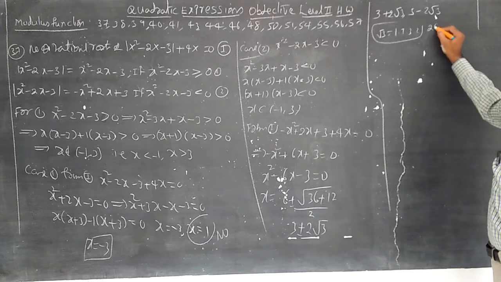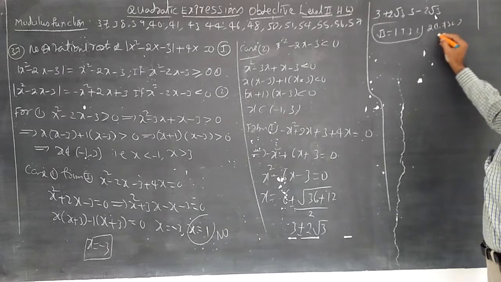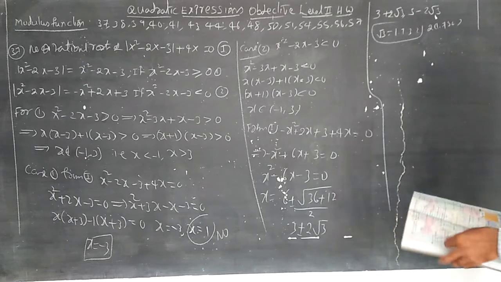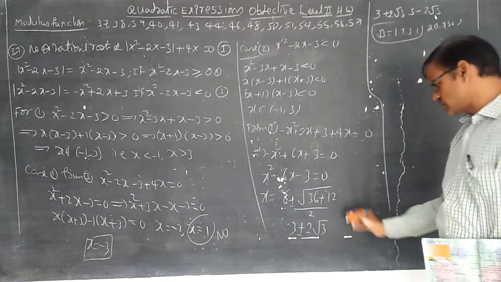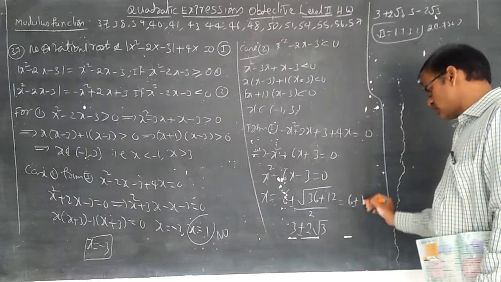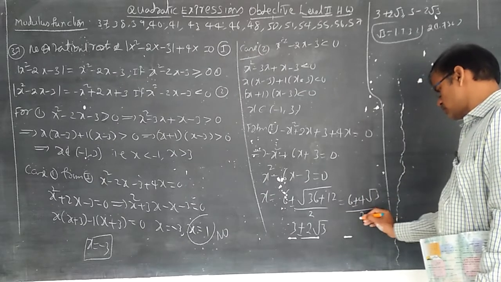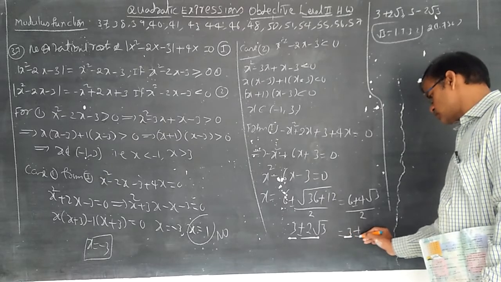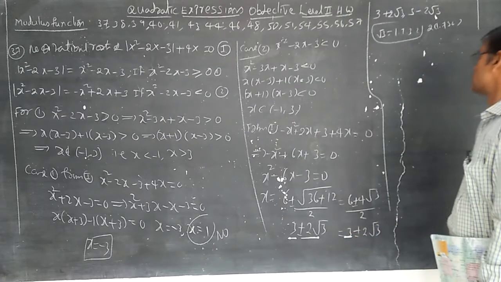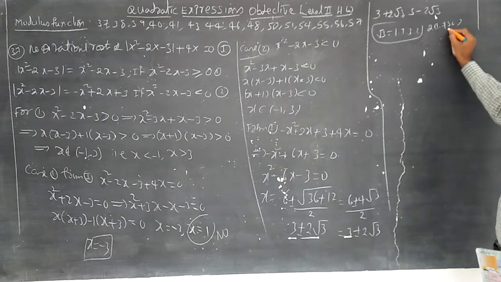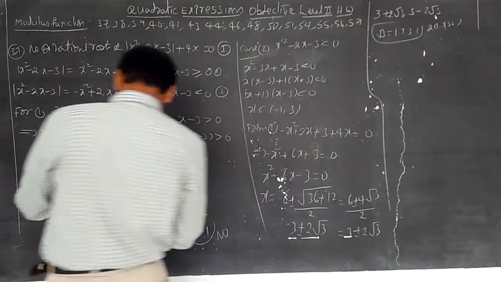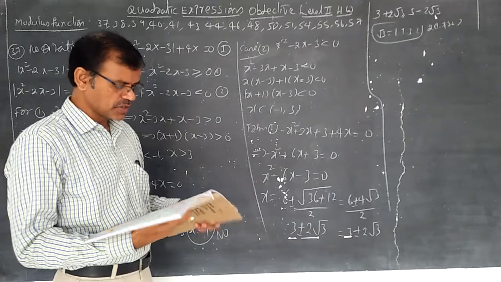2 into 1.7 is 3.4, 3 minus 3.4 is minus 0.4, so there is a chance. Let us verify: this is 4 root 3, 6 plus or minus 4 root 3 whole by 2, that is equal to 3 plus or minus 2 root 3. Root 3 means 1.732, 3 minus 3.4 gives minus 0.4. So x is equal to minus 3 and x is equal to this value we can consider.